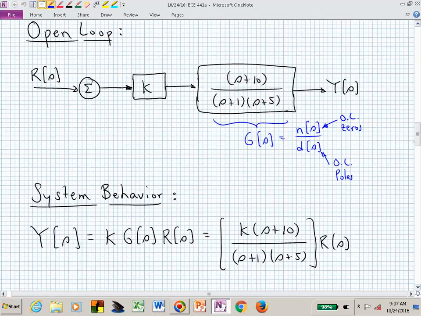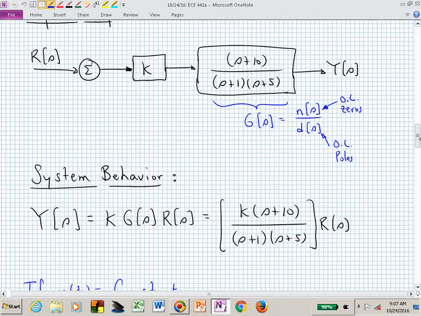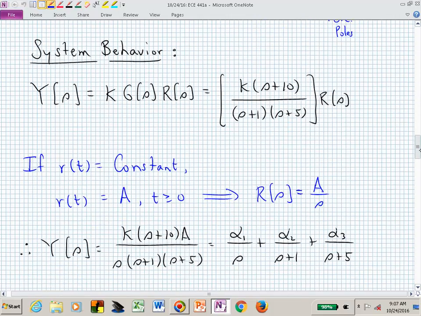And the system behavior, if we wiggle R, what's going to happen to Y? Or if we put in a constant R, what's Y going to do, and how quickly is that going to happen? If R is a constant, then R of S is A over S, which gives us this open loop description in the S-plane of what the output response is going to be, capital Y of S.